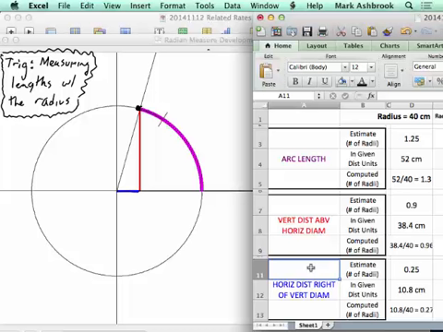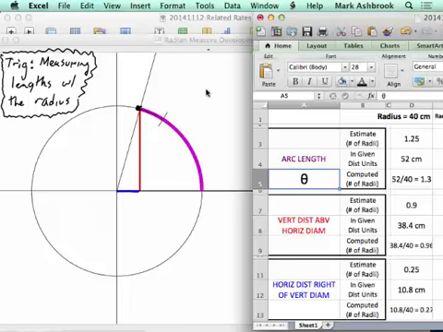Okay, makes sense so far. So this number, 1.3, which is the relative size of the arc length to the radius, does anybody know what we call that? That is the angle measure, theta. Angle measure is the relative length of the arc to the radius. That's where we get the angle measure in radians.